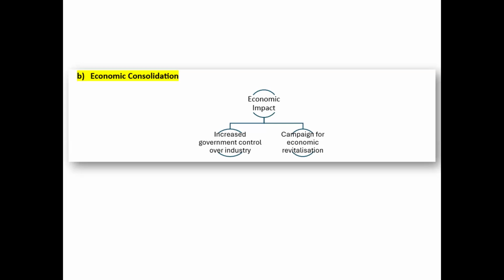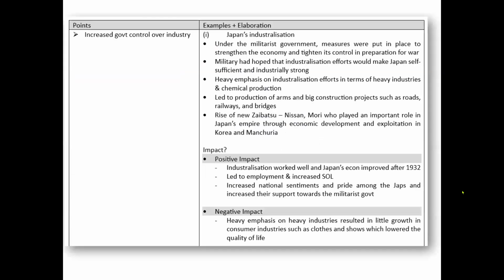How about economic impact? So, of course, there was an increase in government control because they needed to make sure that economically Japan continued to be strong. And when Japan is strong, then Japan can be more powerful and contribute to the military. Campaign for economic revitalization. So what's that? There was a lot of government control over industries, and a lot of heavy emphasis on industrial efforts. Just like Germany, there were a lot of big construction projects to reduce unemployment.